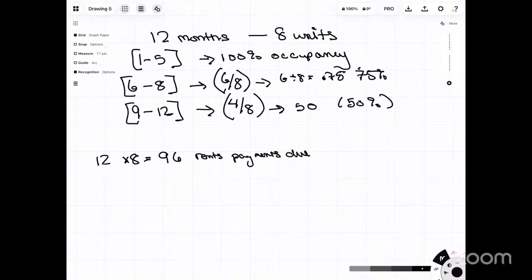Out of a year, there are 96 times where a unit could be rented out. And I know for the first 5 months, it was 100% occupancy. So 8 times 5 equals 40 times where it was rented, months 1 through 5. And then months 6 through 8, it was 75% rented.